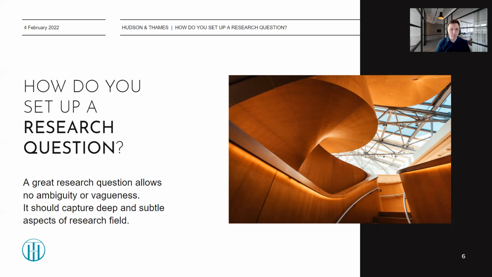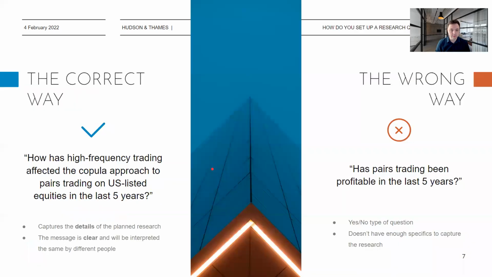Also, it should be well fleshed out. It should capture, or potentially be able to capture, deep and subtle aspects of the research topic that you're trying to look at. So this is where most of the interesting things are happening. To make things a bit more concrete, let's look at two quick examples. On the left-hand side, I have an example of a correct, well-formulated research question. And on the right-hand side, I have an incorrect, or a poorly formulated, research question, I should say.